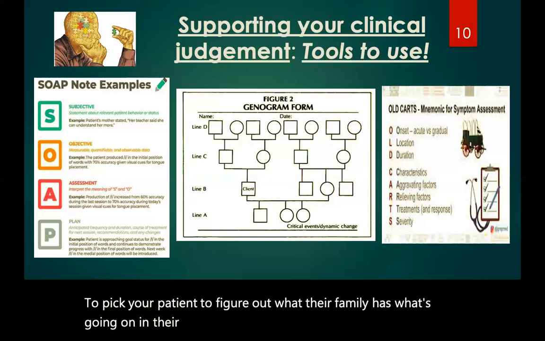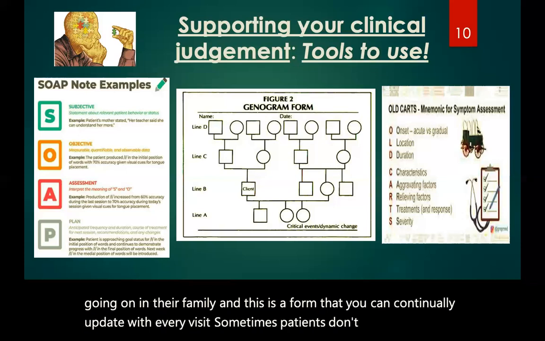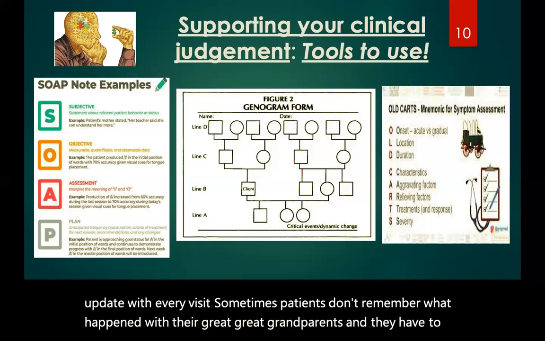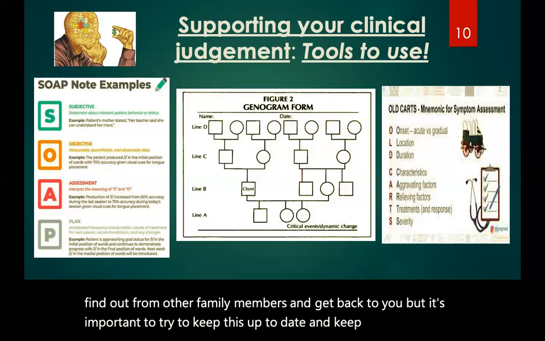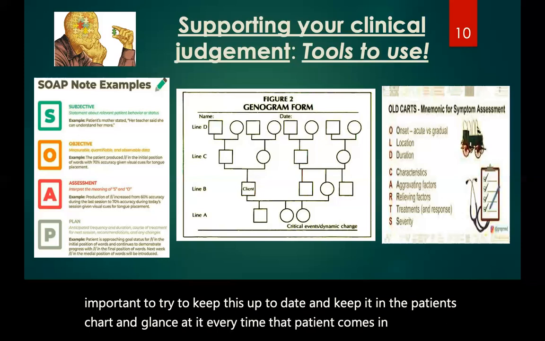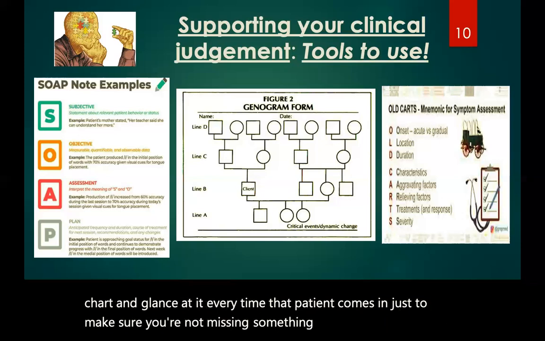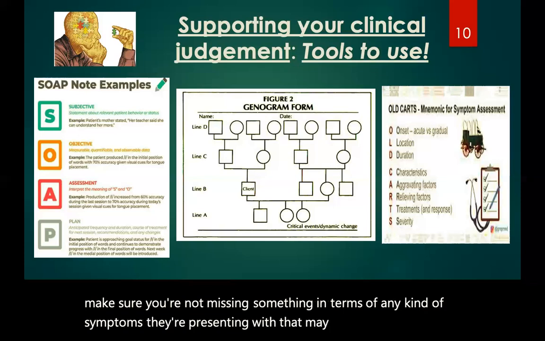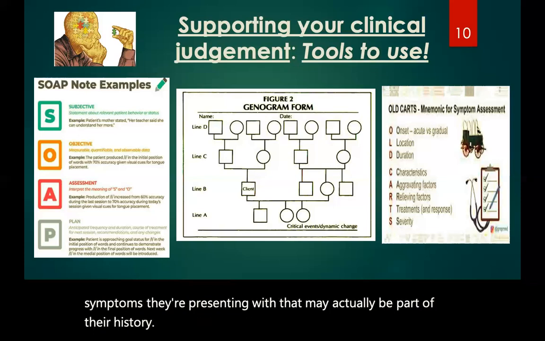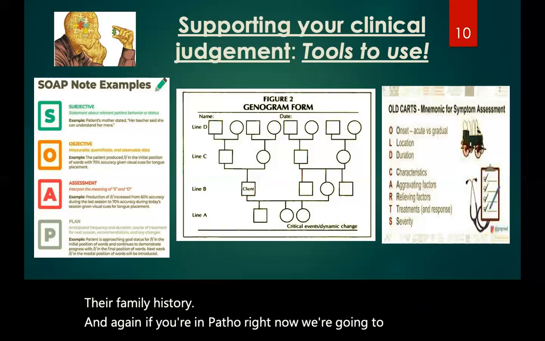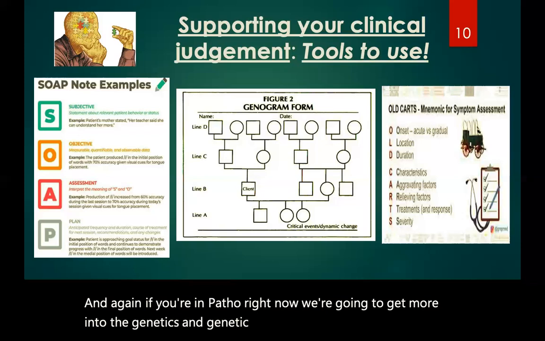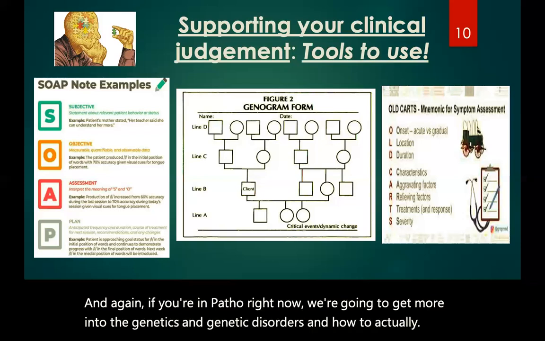And this is a form that you can continually update with every visit. Sometimes patients don't remember what happened with their great-great-grandparents and they have to find out from other family members and get back to you. But it's important to try to keep this up to date and keep it in the patient's chart and glance at it every time that patient comes in, just to make sure you're not missing something in terms of any kind of symptoms they're presenting with that may actually be part of their family history. And, again, if you're in patho right now, we're going to get more into the genetics and genetic disorders and how to actually fill out a genogram.